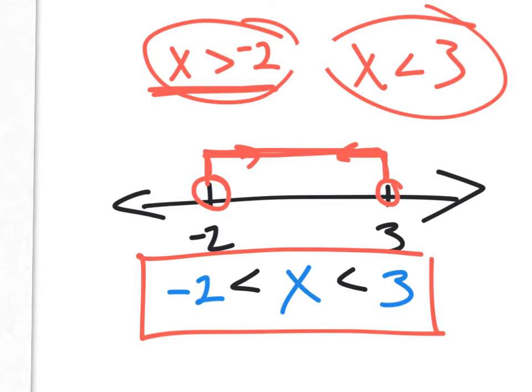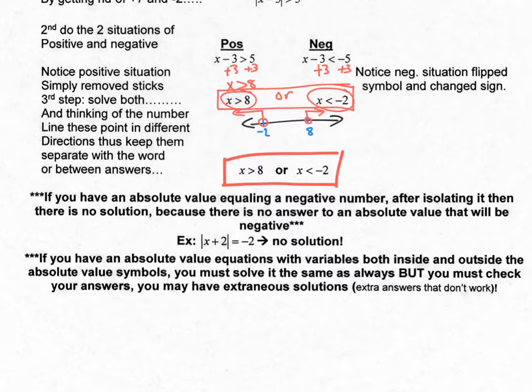But if you want full credit, you need to be able to look at your number line, realize that the areas are together, so my inequalities have to be written together. Okie doke? Yay.